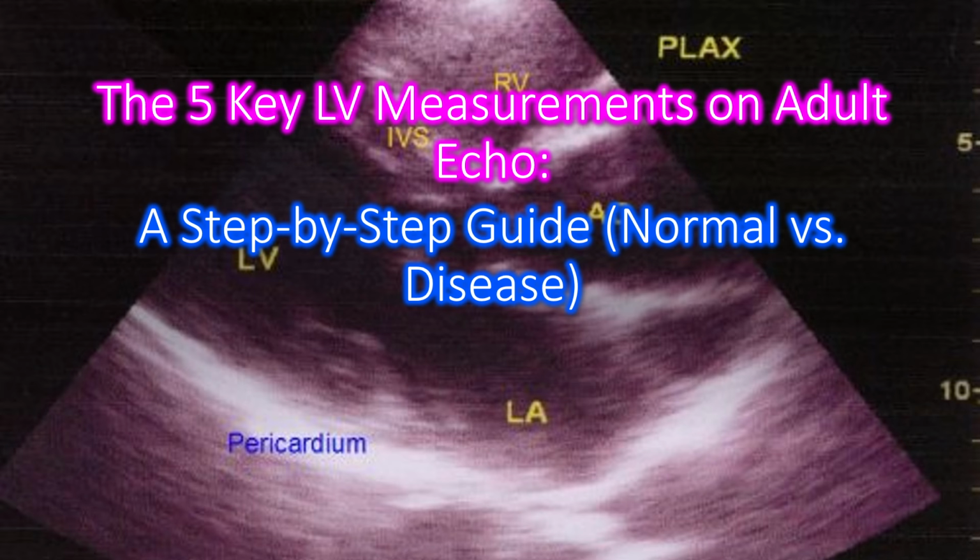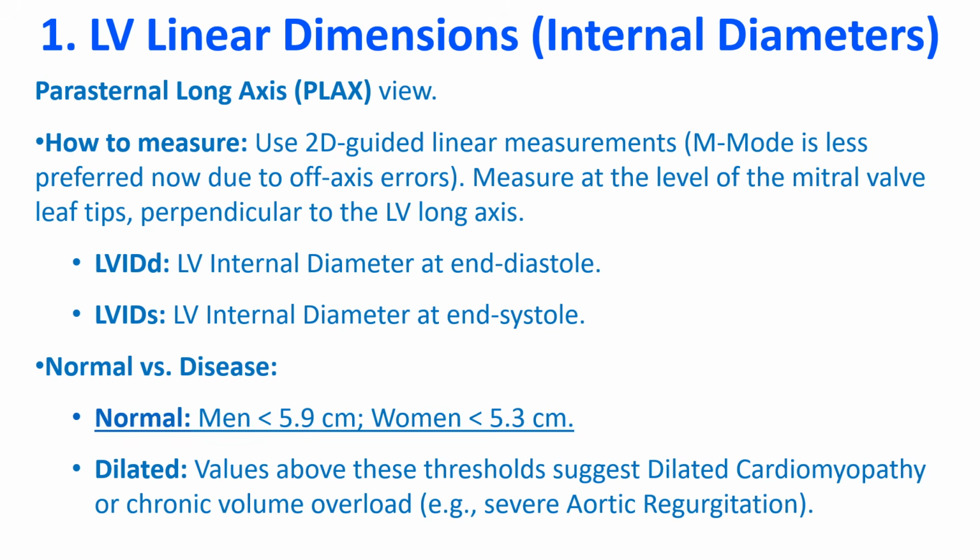Normal values mentioned may be considered only as representative, as actual values can vary with body habitus and the population under consideration. LV linear dimensions, that is internal diameters. This is the starting point for assessing LV size and volume.